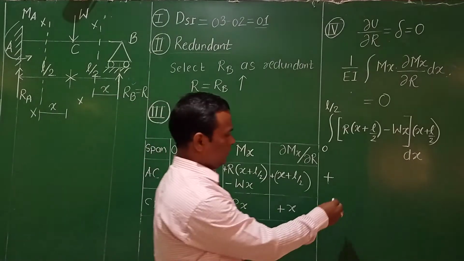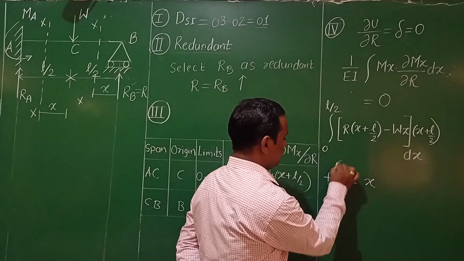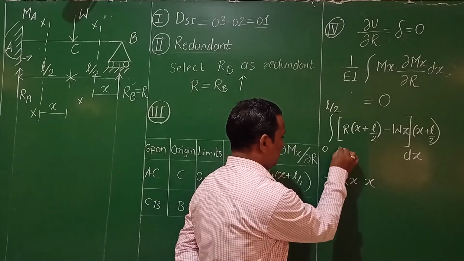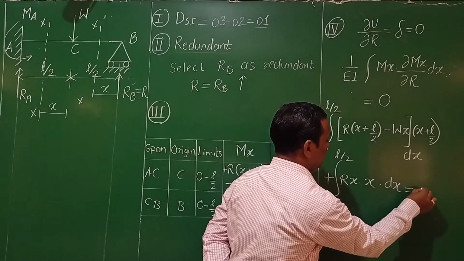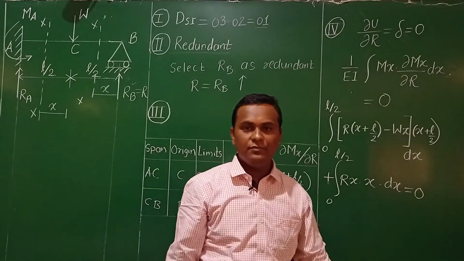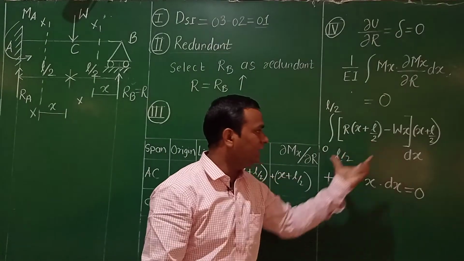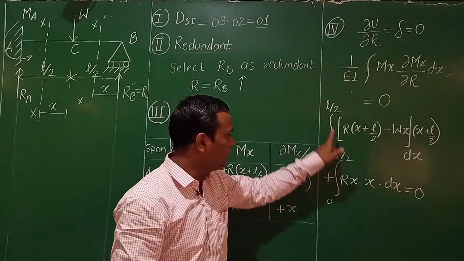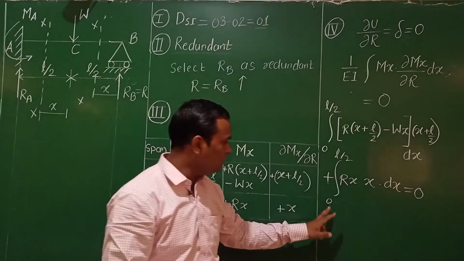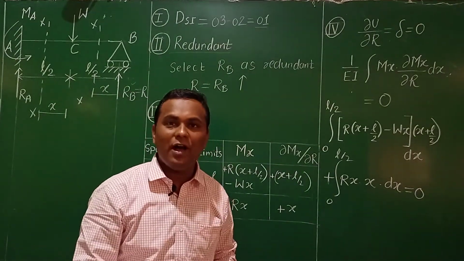So therefore Rx multiplied by x, integration from 0 to L by 2 with respect to dx. The addition of this will become 0 in this case. Now what happens when you integrate this equation, and when you put the limits here, that is 0 to L by 2 for both spans, you will be getting one equation of R.